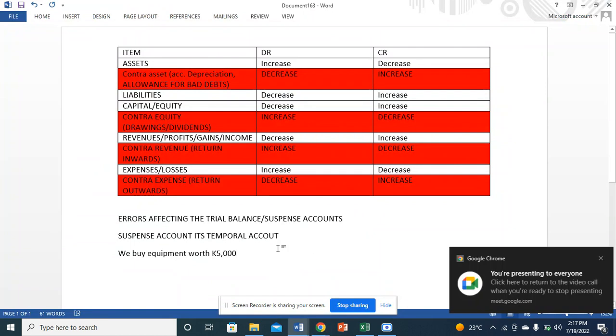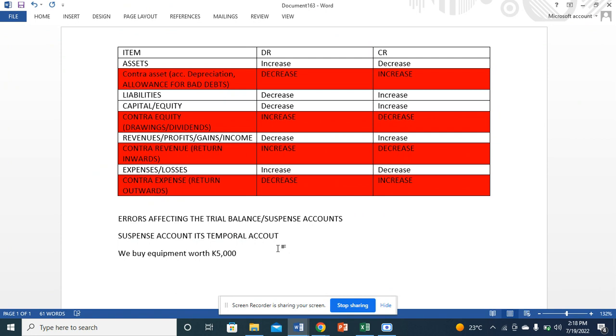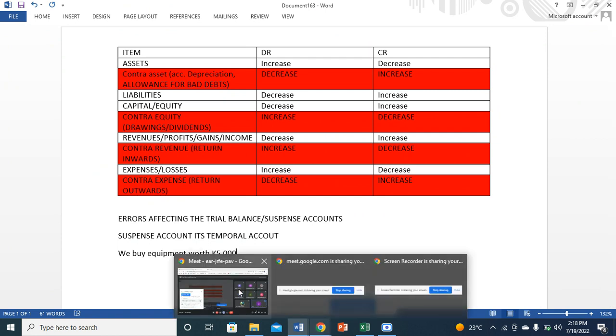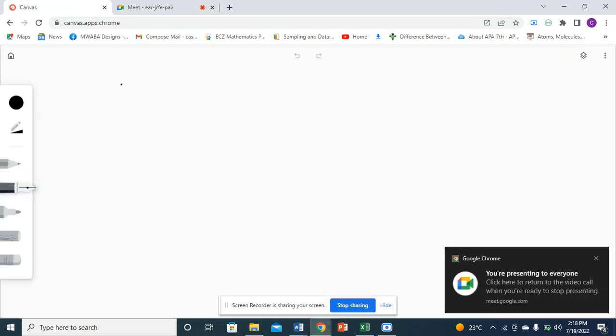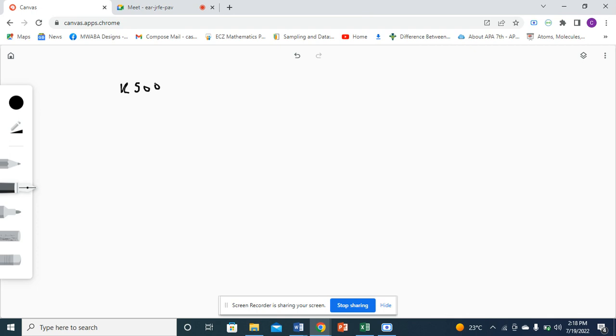Now we do not know how to do this journal entry. We know that we have to credit cash, but we don't know what we have to debit. So what can happen is this. In the meantime, you can credit cash. Since we bought equipment for 5,000, you can credit the cash account 5,000. Remember, cash is an asset. A decrease in an asset, you credit.